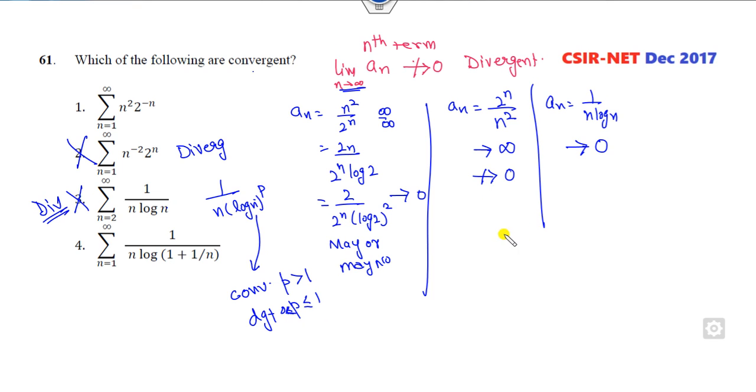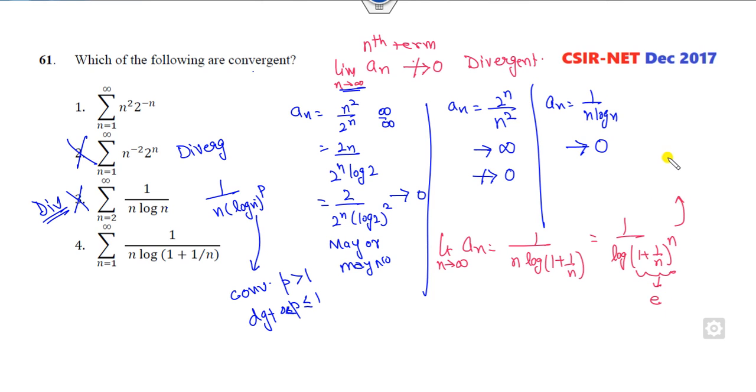Now we can look at the last option also. So 1 over n ln of 1 plus this. I can write this function as this also. Fine. So if I take the limit as n approaches infinity, what is that? This will be e. So log of e is 1. So this portion will be 1 over 1, which is not 0. So this is also divergent. So the right answer is here.